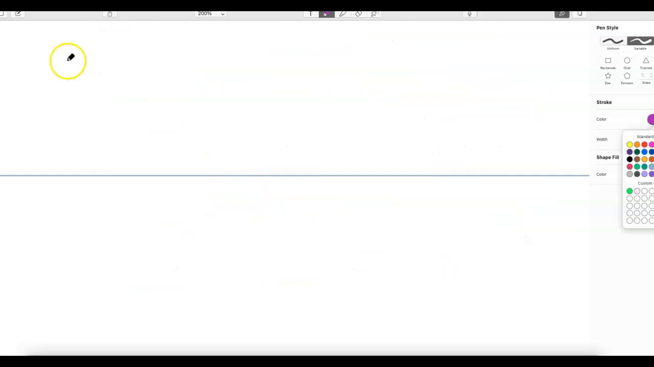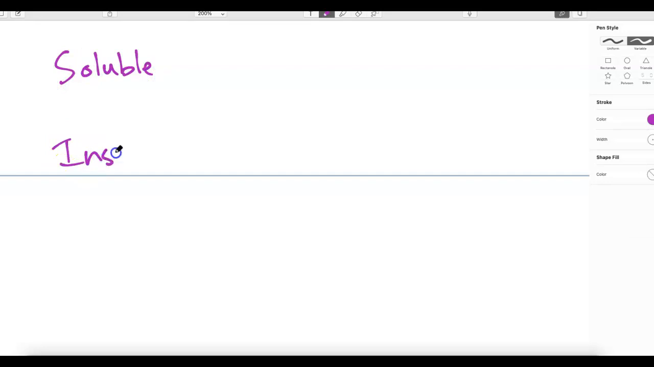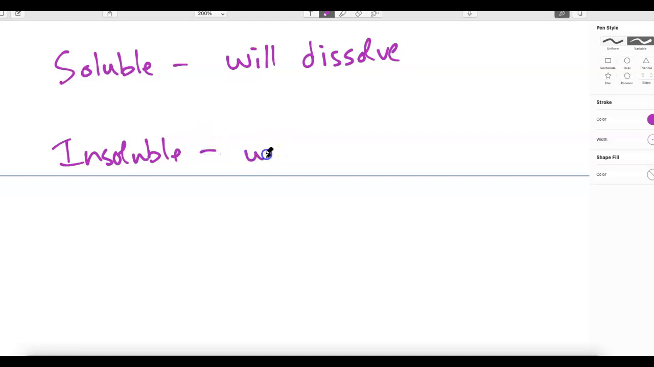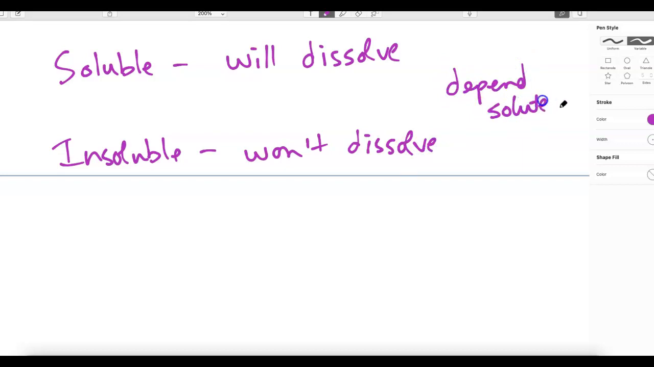So more terminology includes words like soluble and insoluble, and again, we can be kind of generic with these terms. Soluble just means that it will dissolve. But you can also get really, really specific, and I'll do that in just a minute. Insoluble means that it won't dissolve. But both depend on the solvent, of course, and the solute.